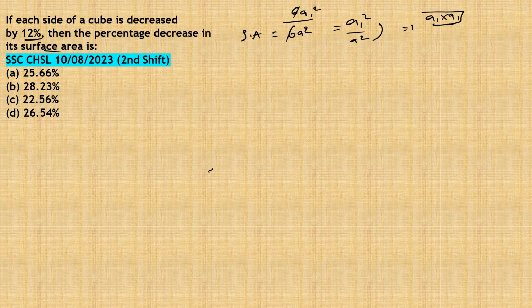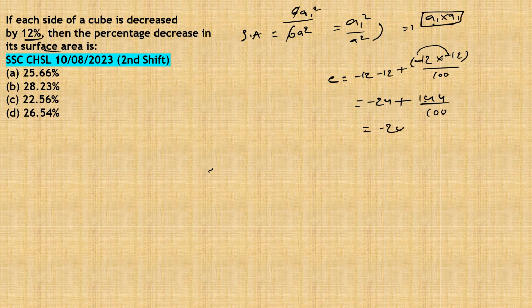a1 square is a1 into a1. That means the effective change formula is applied here. Decrease of 12%, then minus 12 plus minus 12 into minus 12 divided by 100. Minus minus gets positive, and we'll get here minus 24 plus 12 square is 144, 144 divided by 100, which gives 1.44. That is minus 24 plus 1.44. We will get minus 22.56. That is option number C.